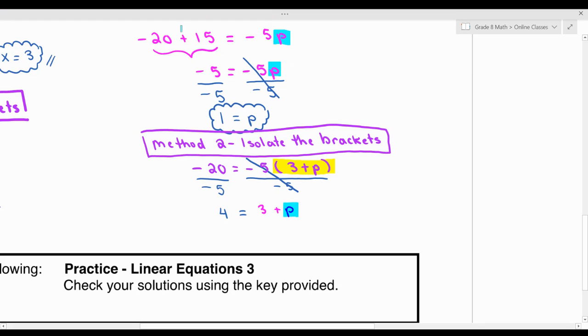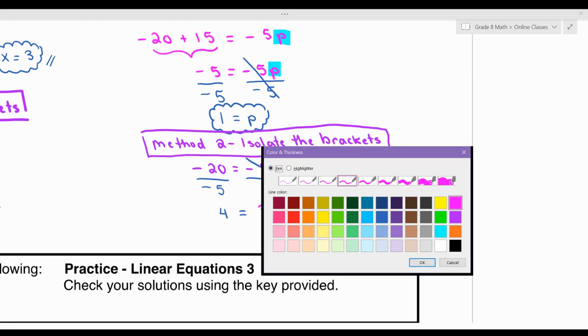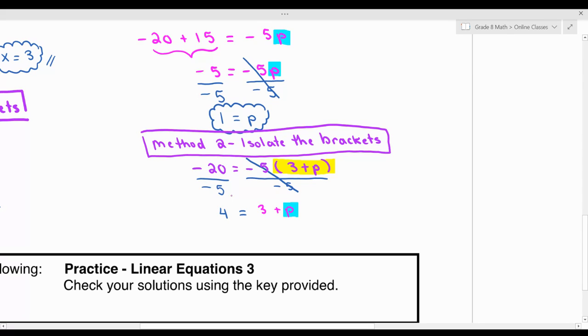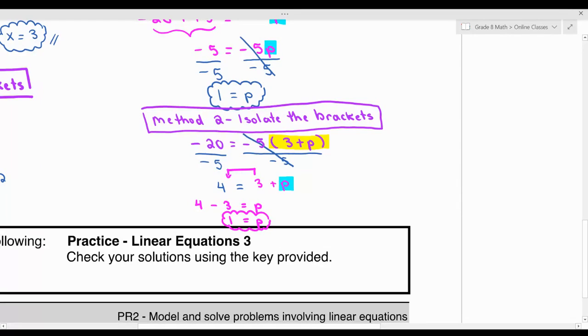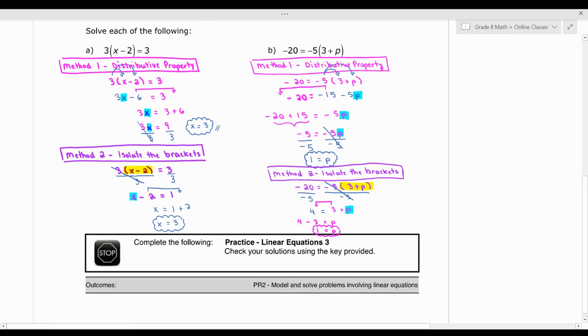And then I'm trying to get the variable by itself. So I realize that I can then move that 3 over. And the positive 3 will become a negative. And if I clean it up, I will also get that 1 is equal to p. So again, two different methods, two different ways that you could solve that question.